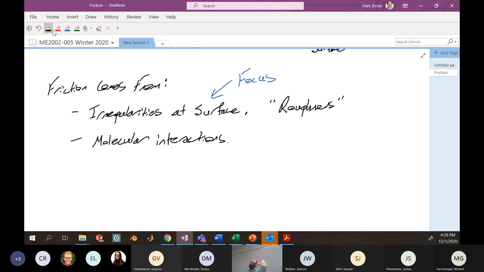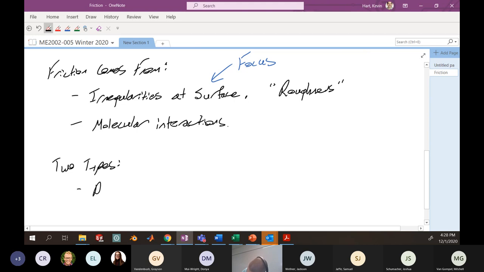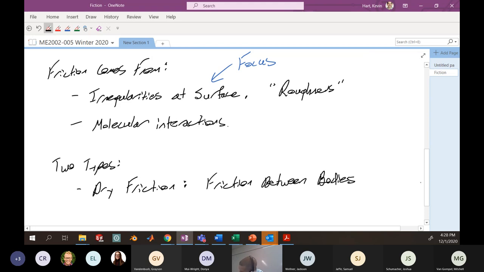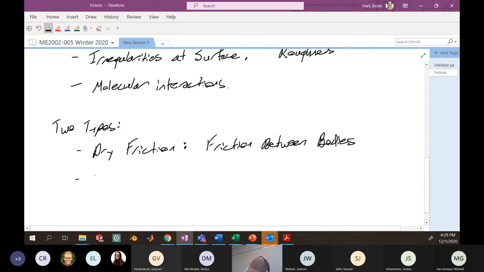And when we talk about friction, your book classifies it in two ways, into what's called dry and lubricated or fluid friction. So two types. Dry friction is the friction you're probably most familiar with, and it's friction between rigid bodies. We'll just say friction between bodies or solids. And we could also have fluid friction, which involves some sort of lubrication. That's probably a topic better reserved for your fluid mechanics class.